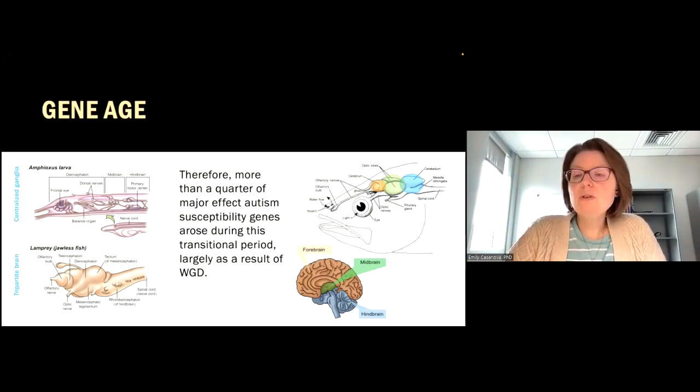So these whole genome duplications are probably a major underlying factor, not only in autism nowadays, but even just in the development of the human type brain to begin with, or I should say the fish brain. We kind of have a fish brain.